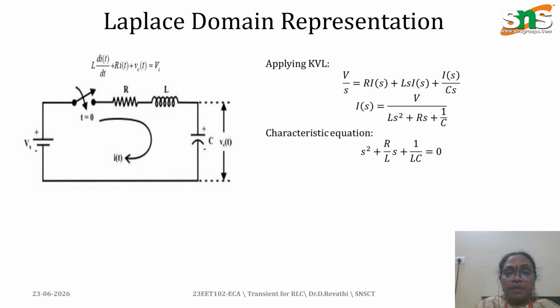So when we are applying KVL, V(s) is equal to R I(s) plus L s I(s) plus I(s) by C s. From that we are calculating the value of I(s), and the characteristic equation, as we already told, is second order, because R, L, C are together, we are analyzing the second order only.